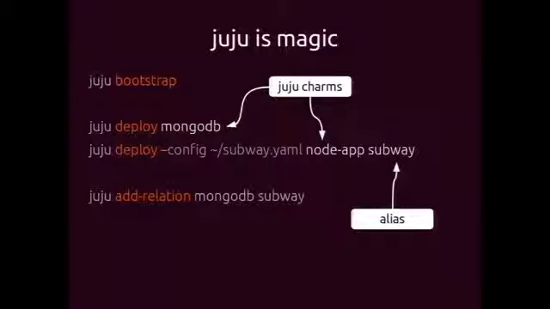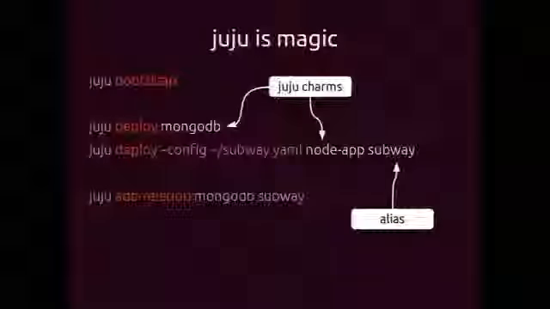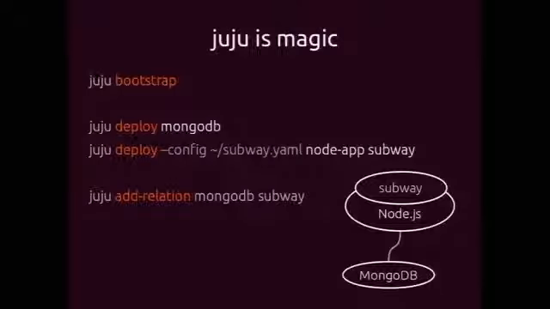So we use Juju charms. Now, a charm is just a distillation of ops goodness. We have packages for binaries, and we have charms for all of the operational goodness that goes into that. So I'm deploying the Mongo charm, then I'm deploying the Node app charm, and telling it I'm going to call it Subway, and then I'm going to tell those two to connect to each other. And that's literally all I have to do.